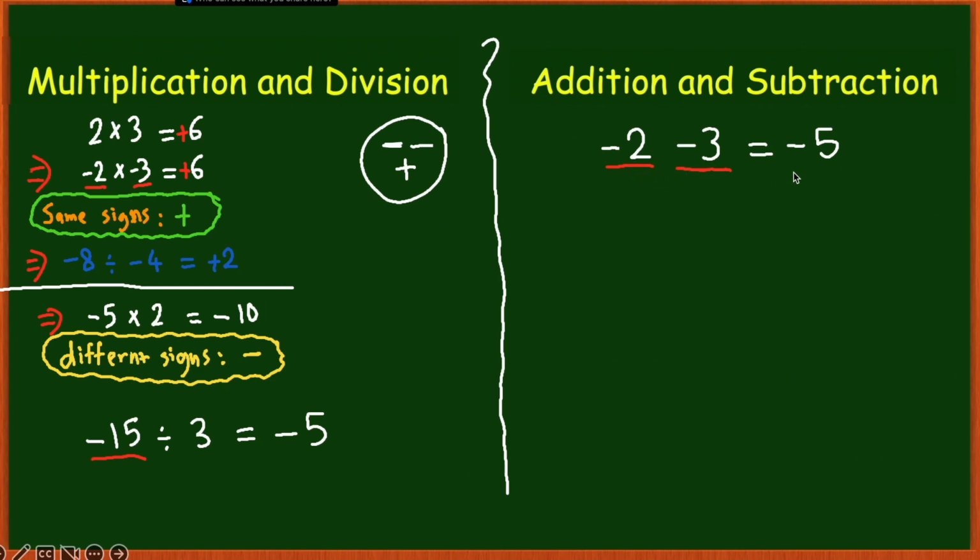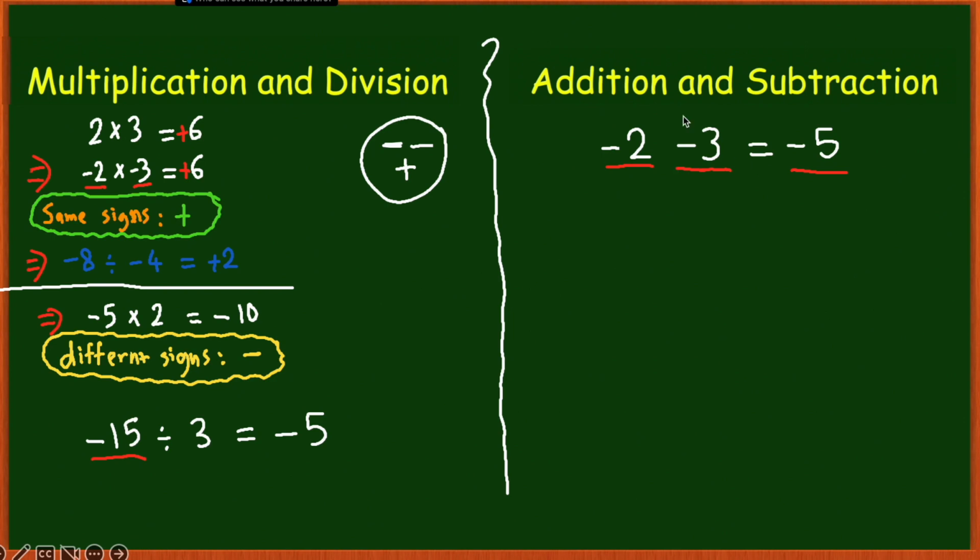What is the sign of the answer? It is the same sign. So whenever we have same signs in addition and subtraction, we will end up having the same sign in the answer. We're not going to change the sign anyway. What do we do for the digits themselves? We have 2 and 3. How did we end up with 5? We actually added them. So 2 plus 3, that's a 5, and we keep the same sign.